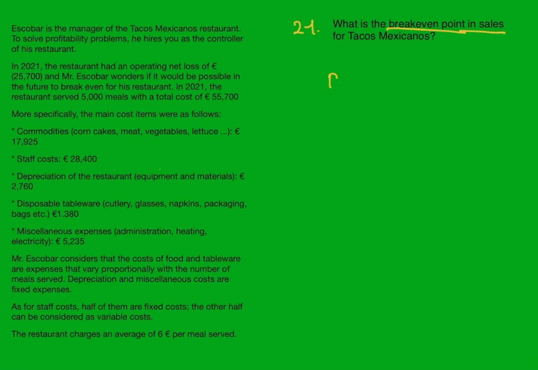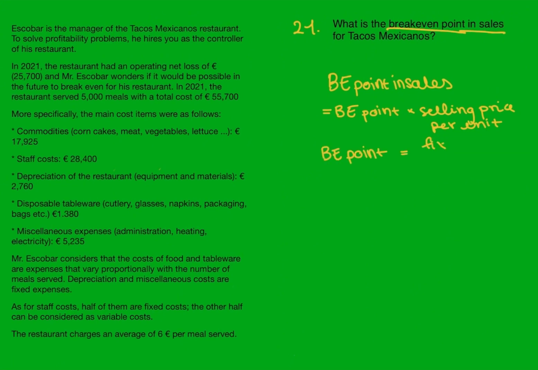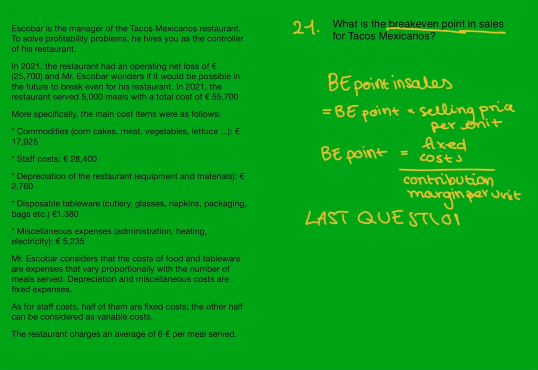So question 21 is asking for the break-even point in sales for Tacos Mexicanos. Break-even point in sales is found by the break-even point times the selling price per unit. So to find the break-even point, it's fixed cost over contribution margin per meal. But because we calculated our contribution margin per meal last question, and it's negative, that means there's no break-even point because they're constantly making a negative profit.